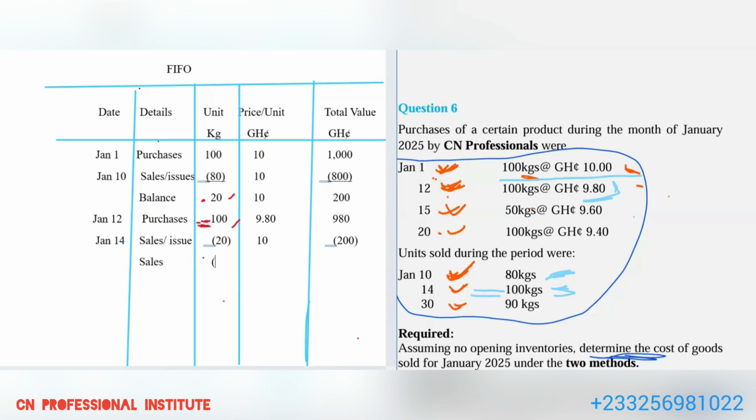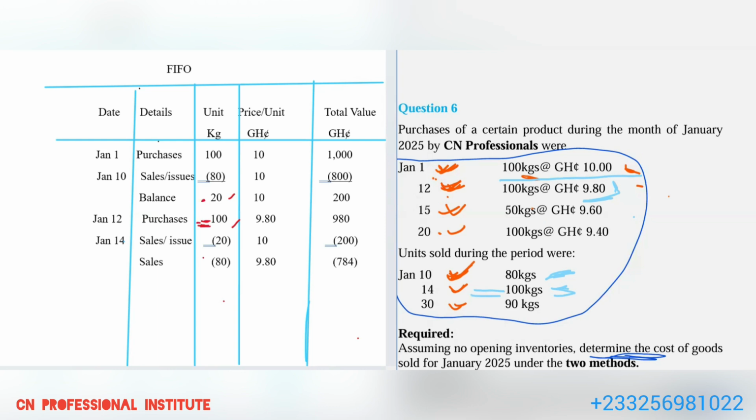The 100 units, right? We said 100 units, but we sold 20 here, so we'll have 80. The 80 will be sold from the 100, and that one is at 9.80, right? And then 80 times 9.80 should give us 784, right? 784. Good. Then we go again.